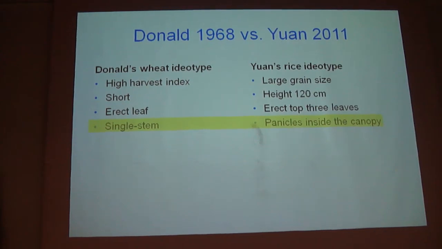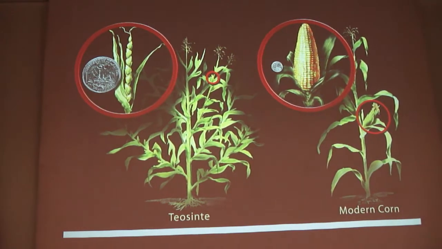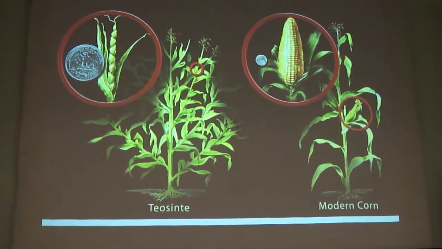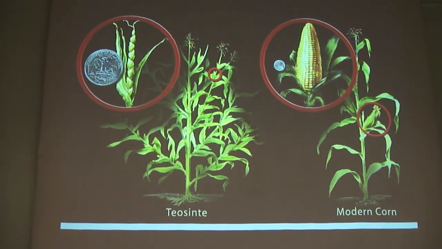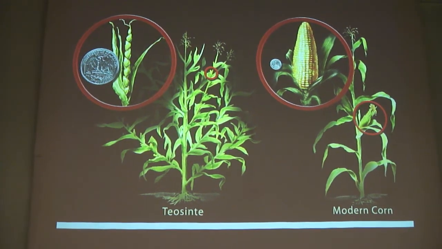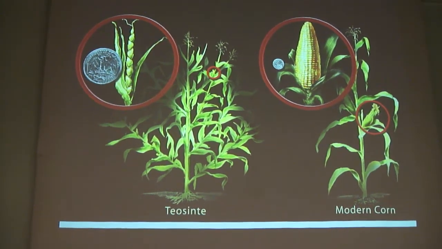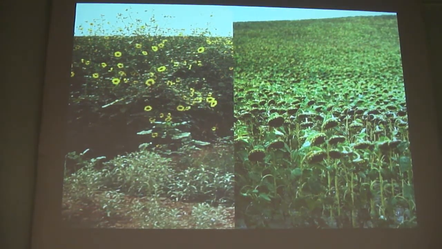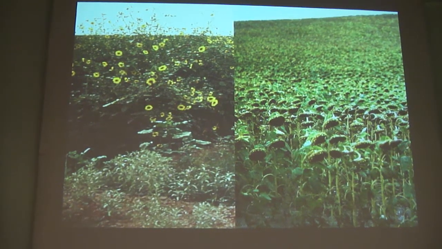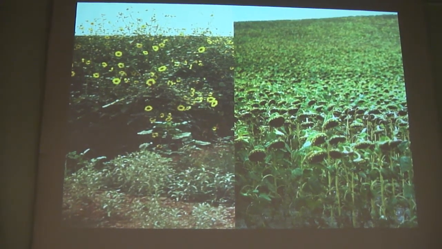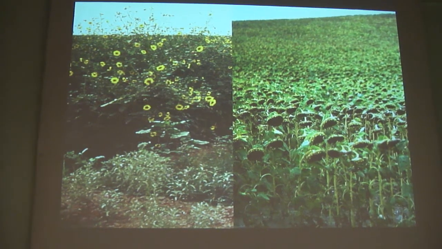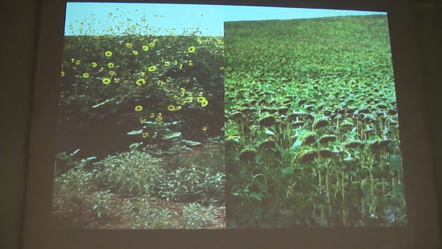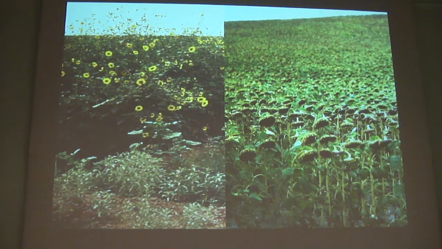Well, what about this stem number business? Certainly, in the domestication of maize, we went from Teosinte, which is a highly branched and very low yielding plant, to a single stem maize with much higher yield. Similarly, for sunflower, the wild sunflower is highly branched, and the modern cultivated sunflower is a single stem plant. So, okay, but what about wheat and rice?